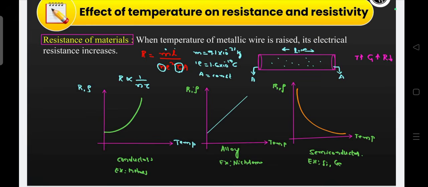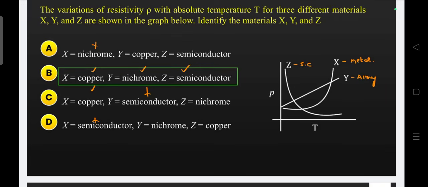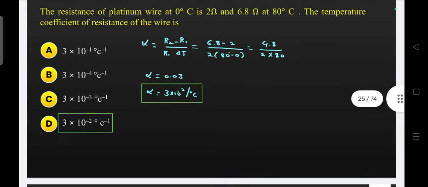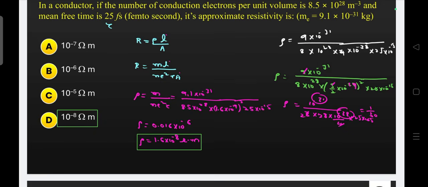Next topic, effect of temperature on resistance and resistivity. This is the important resistance of a material. On the basis of this topic, let's see the questions. This is the question with answer. Answer is B for this. Next question. Answer is A. Next question with solution. Answer is D. Next question on the basis of resistivity. Answer is D with solution.